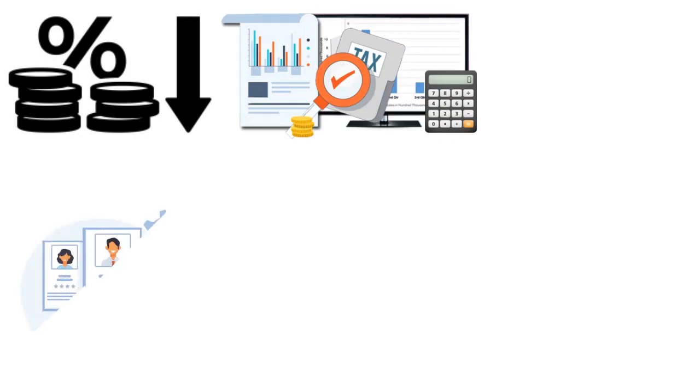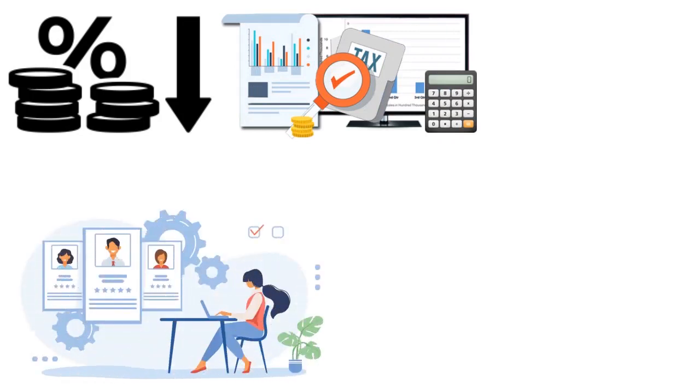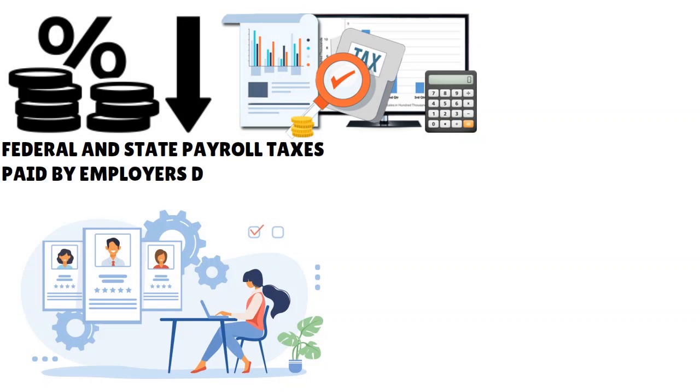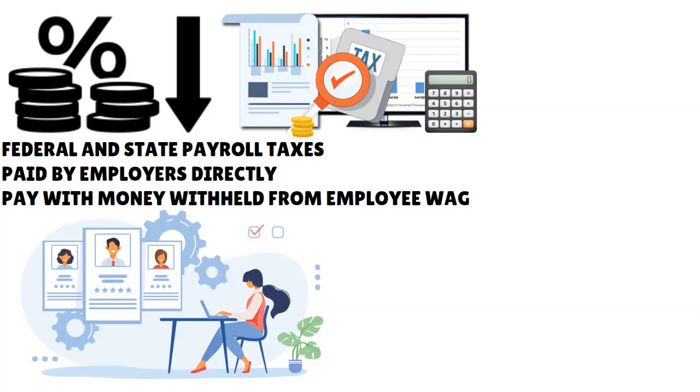You also have to think about payroll taxes. Those are taxes imposed as a percentage of employees' pay. Very important: there are federal and state payroll taxes, and some are paid by employers directly, whereas employers pay some with the money withheld from employee wages. You also have self-employment taxes. I spoke about that before. If you're not an employee on someone else's payroll, you'll still have to pay many of those same taxes, including Social Security and Medicare taxes. This is what's also called a self-employment tax.